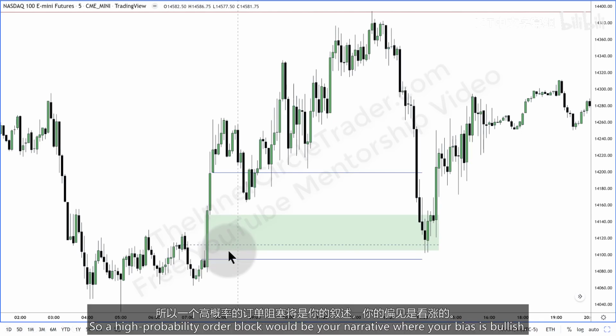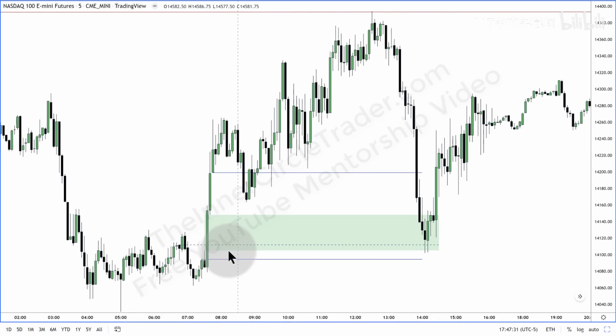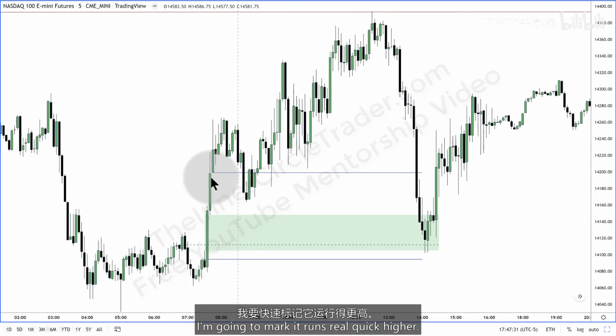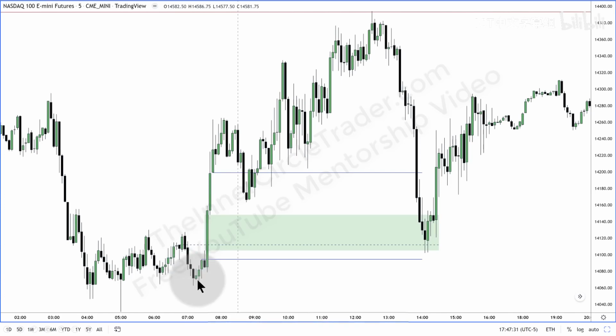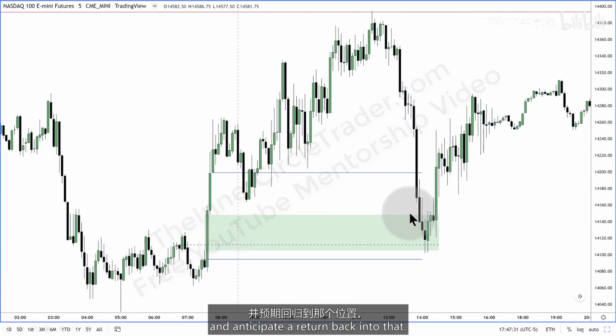Okay, so a high probability order block would be, your narrative or your bias is bullish. You're looking for displacement. That's this right here, where the market runs real quick higher. And the down close candles, you want to mark that out and anticipate a return back into that.